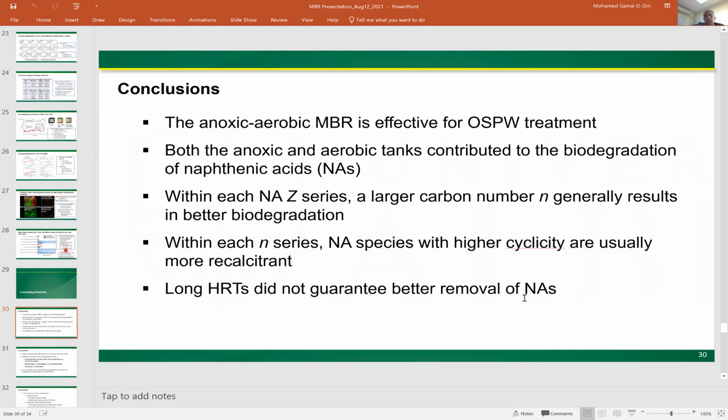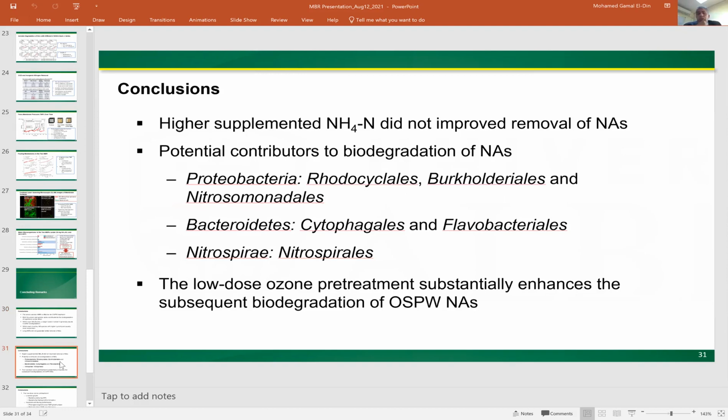harder to degrade. Long HRTs, or hydraulic retention times, did not guarantee better removal of naphthenic acids. And higher supplemented ammonia nitrogen at the beginning did not improve removal of naphthenic acids. Potential contributors to biodegradation were the bacteria we listed previously. And the low dose ozone pretreatment substantially enhanced the subsequent biodegradation of OSPW.